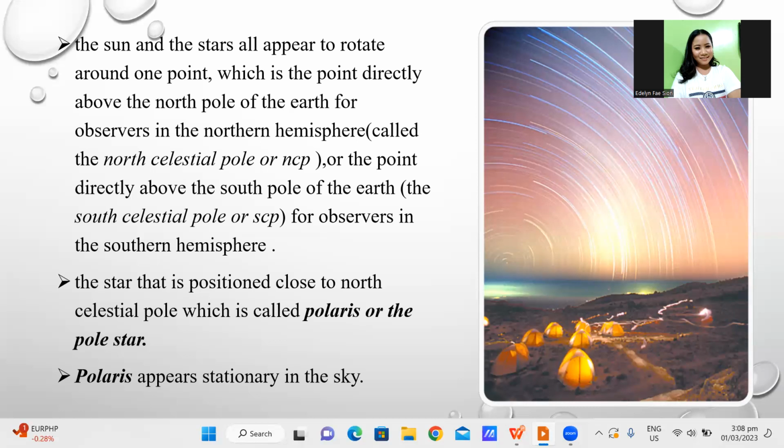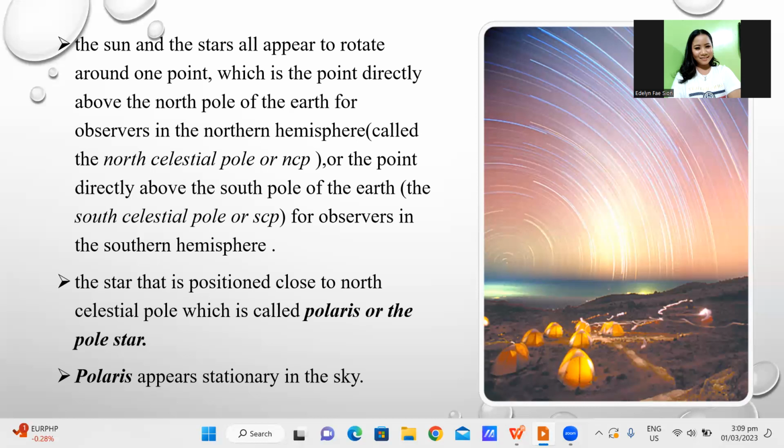So, as such, it is the only bright star whose position relative to a rotating Earth does not change. All other stars appear to move opposite to the Earth's rotation beneath them. So, minsan kapag nagro-rotate yung Earth, yung ibang star hindi siya nag-change. Tapos yung iba naman ay nag-appear to move opposite to the Earth's rotation beneath them.